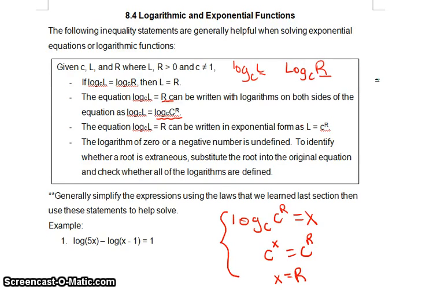Looking at that last statement there, we have the logarithm of 0 or a negative number is undefined, which we already know. And so to identify whether or not we have an extraneous root, and if you remember, that means the solution doesn't work or doesn't hold true, you would substitute the root that you found into the original equation and check whether or not all of the logarithms are defined, and if we're given an equal sign, whether the left side is equal to the right side, okay?